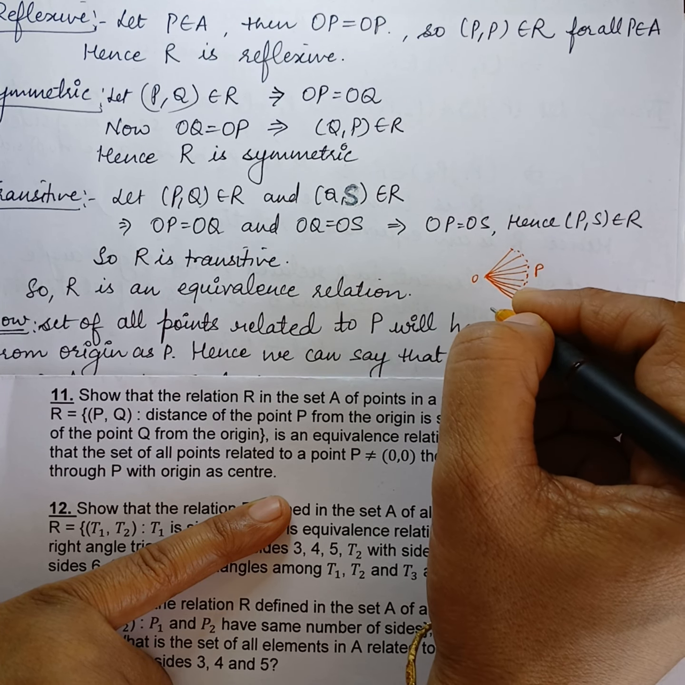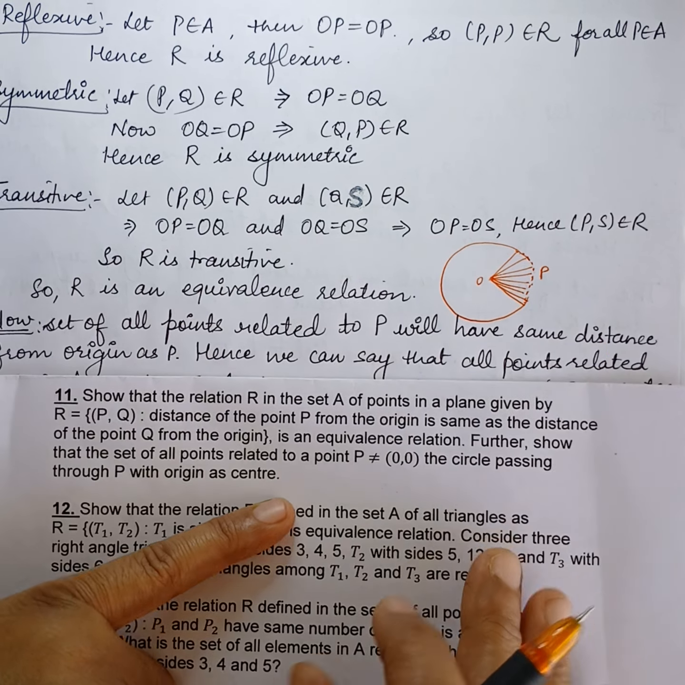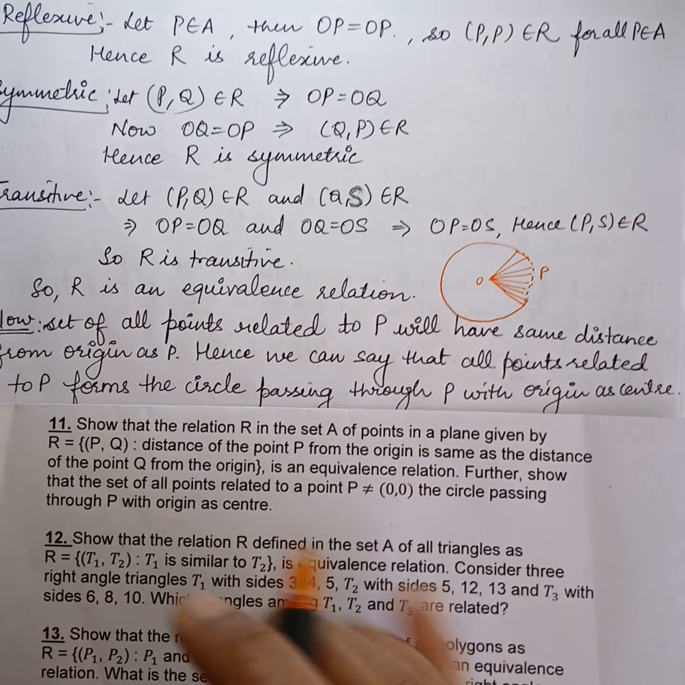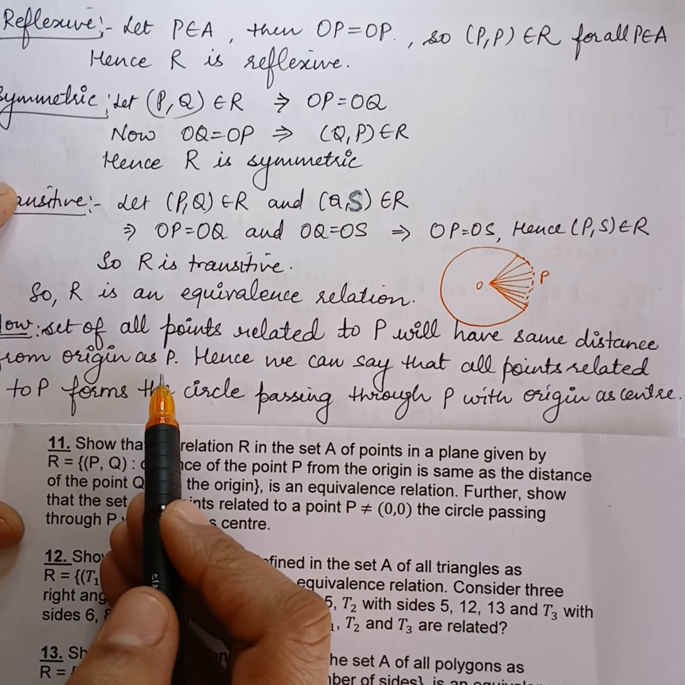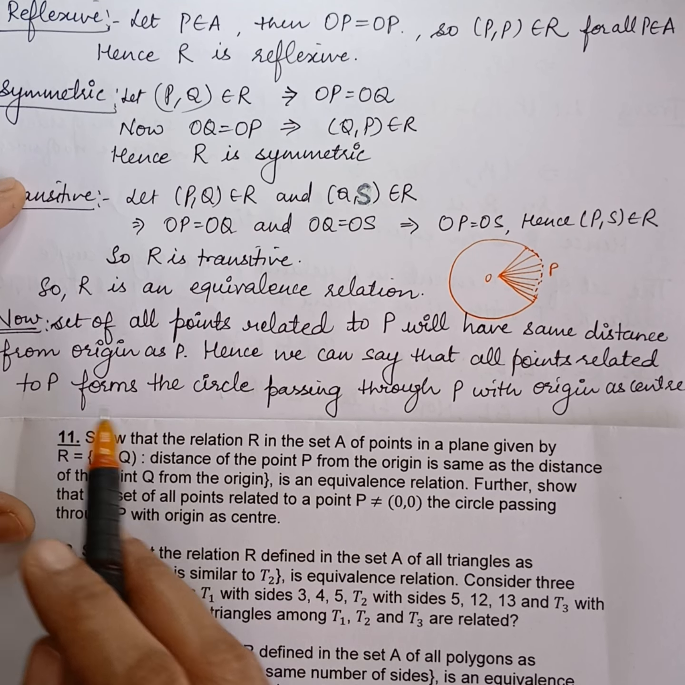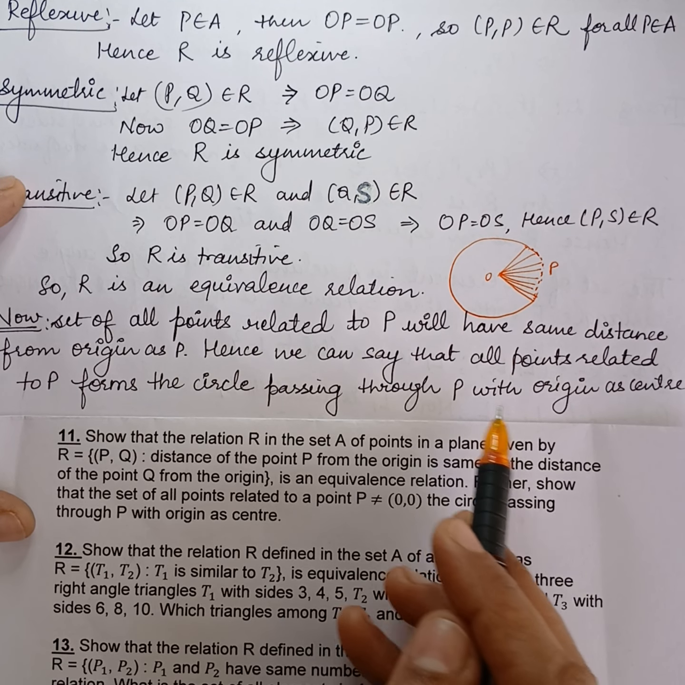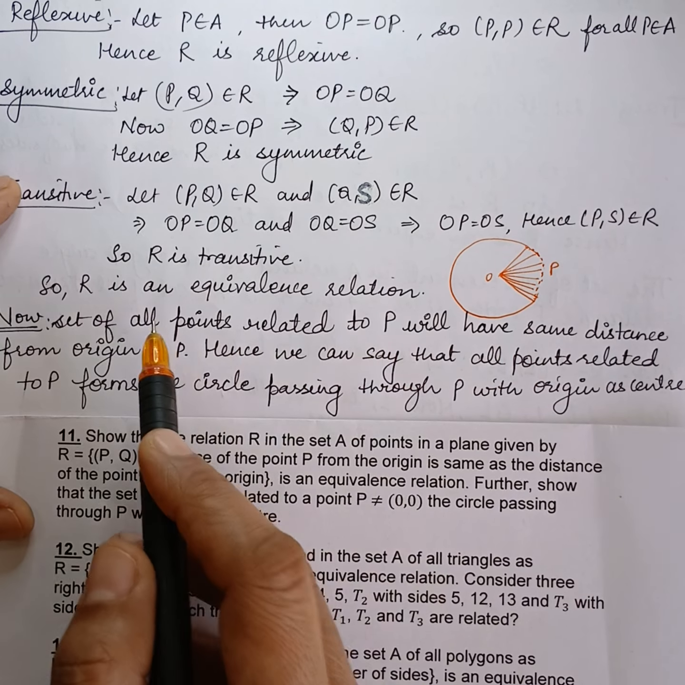All these are radii, right? All these are radii. So, they will form a circle. So, we will write it like this. Set of all points related to P will have same distance from origin as P. Hence, we can say that all points related to P forms the circle passing through P with origin as center. So, in written form, we can write it like this.